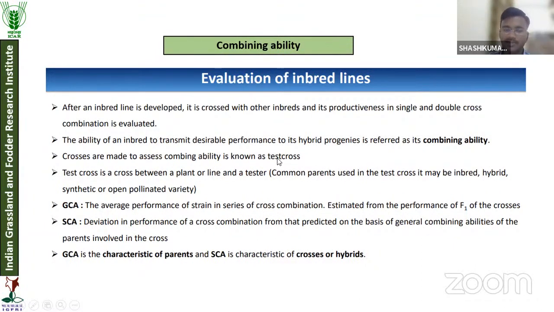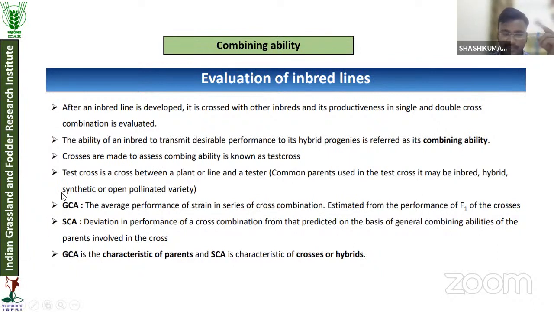This combining ability is estimated through test cross. For that you select some parents and do some crosses between these inbreds. By analyzing them, you get a value, that is, you judge the combining ability. A test cross is a cross between the plant or line and a tester, that is, a common parent used in the test cross. It may be an inbred, hybrid, synthetic, or open-pollinated variety. Based on your need, you select the tester.